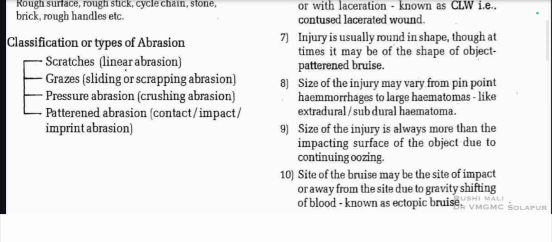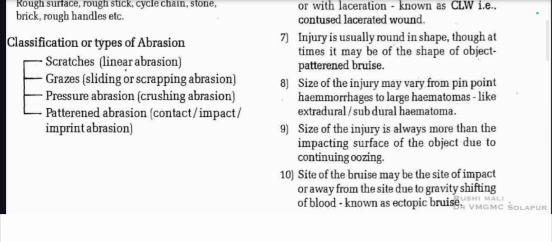So always remember, pressure abrasion is caused due to a continuous small amount of force for a long time. That is nothing but your pressure abrasion. Number 2, impact abrasion. Impact abrasion is also called imprint abrasion. Remember, I for impact, I for imprint. So now it is completely opposite of pressure abrasion.